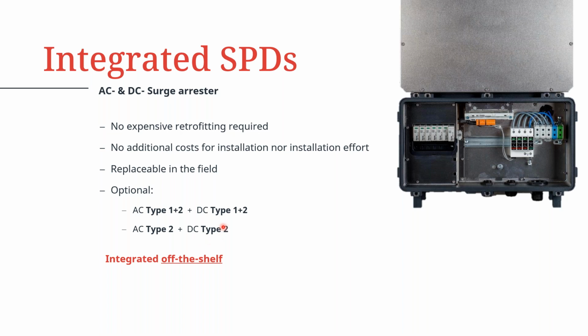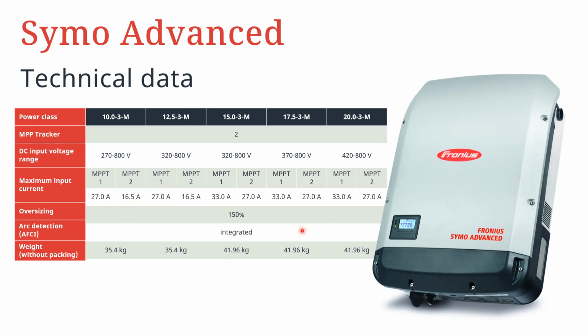But I think in our market, we are going to have an inverter retrofitted with only type 1+2 on the DC and AC side. So this offers maximum protection against over voltages on both sides.